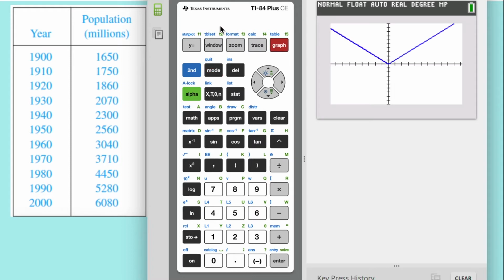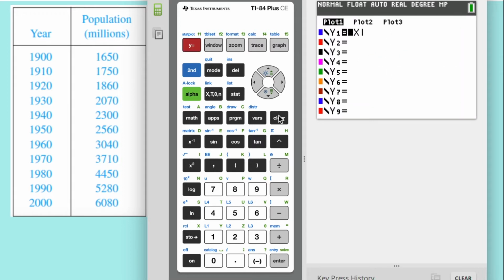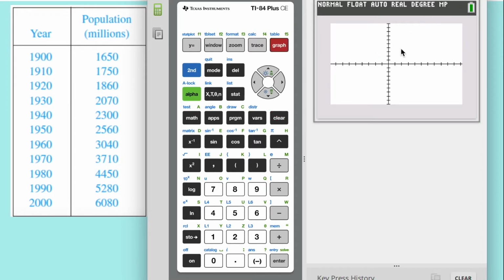And then from here, I'm going to graph this. I'm going to clear out any function I might have. I'm going to go to Y equals and clear out my function here, and I'm going to graph it. What I should be able to see is the data that's provided here. Here's the problem. These are really big numbers, and this is negative 10 to 10 and negative 10 to 10. So I need to adjust my window.